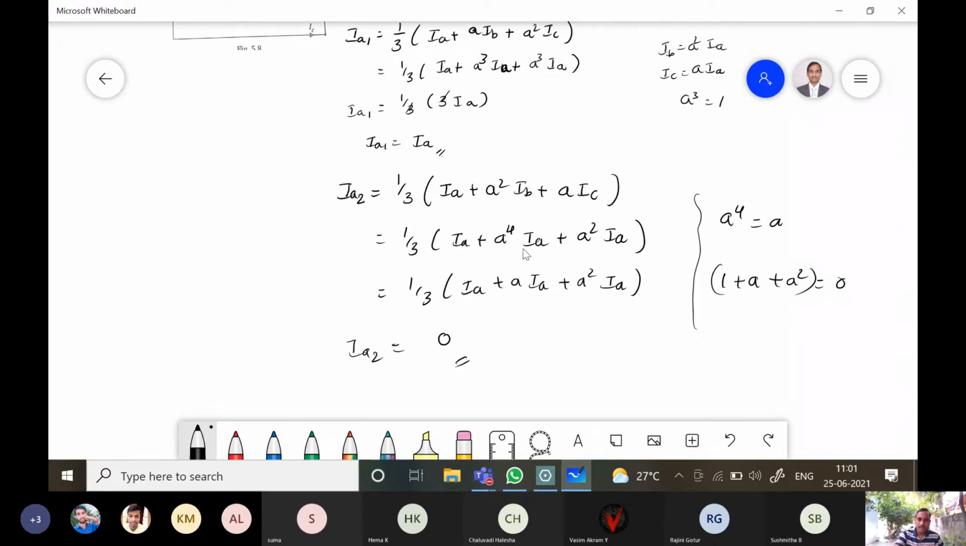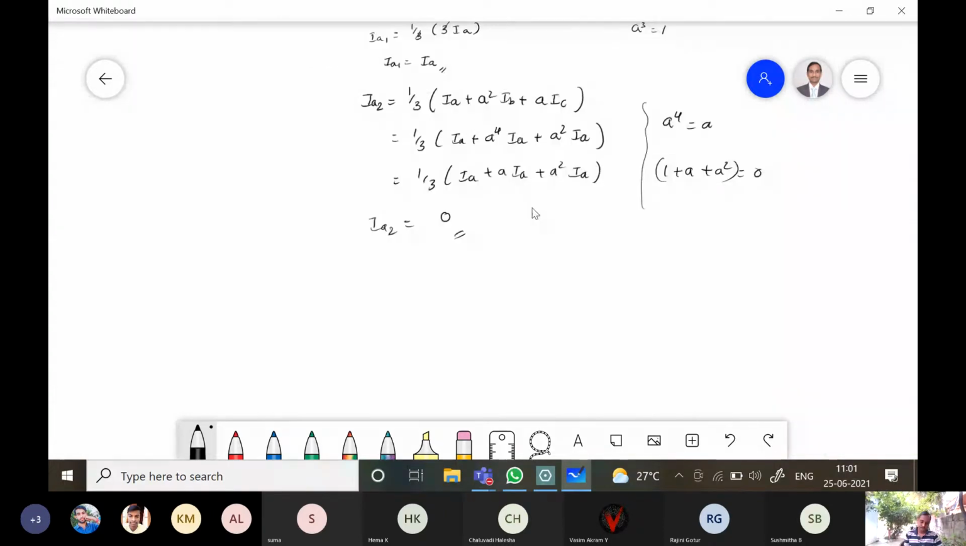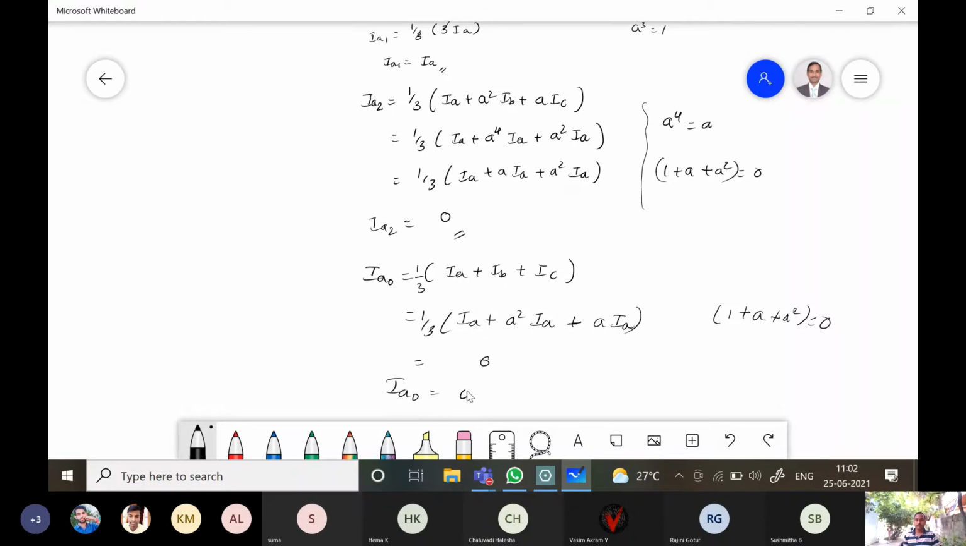Now we need to calculate IA naught. IA naught is equal to 1 by 3 times of IA plus IB plus IC, right? Again substitute here: 1 by 3 times of IA plus, IB is equal to A square IA, plus IC is equal to A into IA. This can be written again as 1 plus A plus A square is equal to 0. Therefore IA naught is also equal to 0.